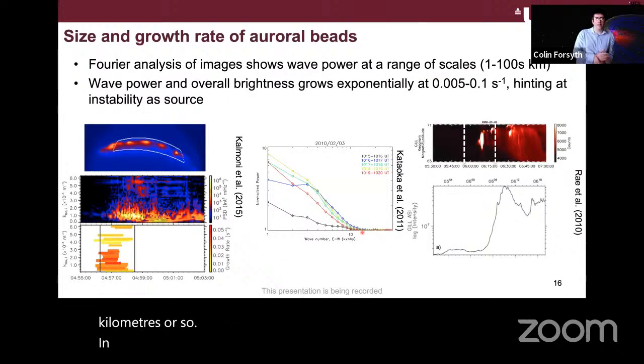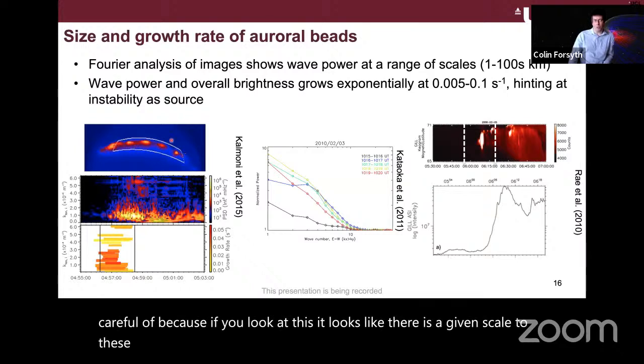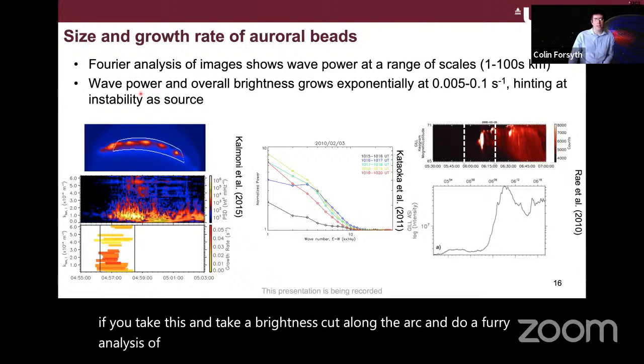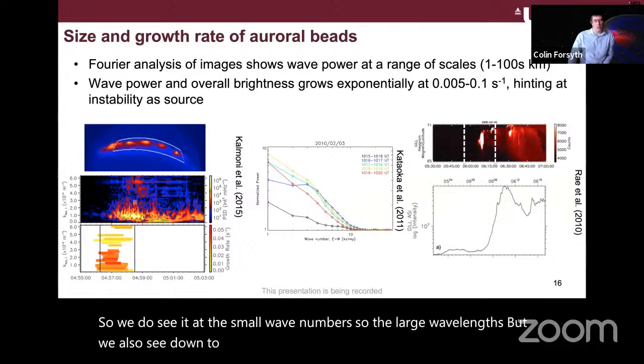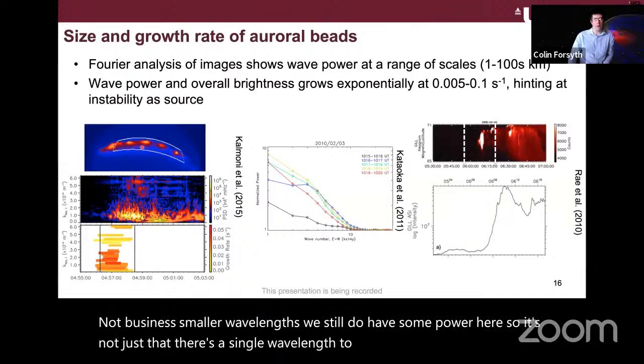Now, in terms of their scale, this is something that we have to be a little bit careful of, because if you look at this, it looks like there is a given scale to these things, and that might be of the order of hundreds of kilometers. But actually, if you take this and take a brightness cut along the arc and do a Fourier analysis of this, we can actually see wave power at a range of spatial scales. So we do see it at the small wave numbers, so the large wavelengths, but we also see down to the larger wave numbers, the smaller wavelengths, we still do have some power here. So it's not just that there's a single wavelength to these things, there is power at smaller wavelengths as well.